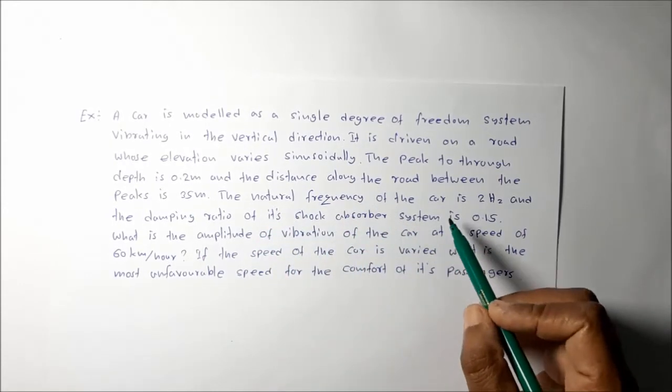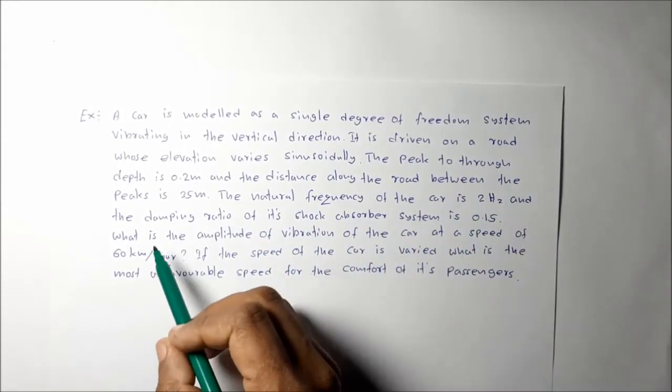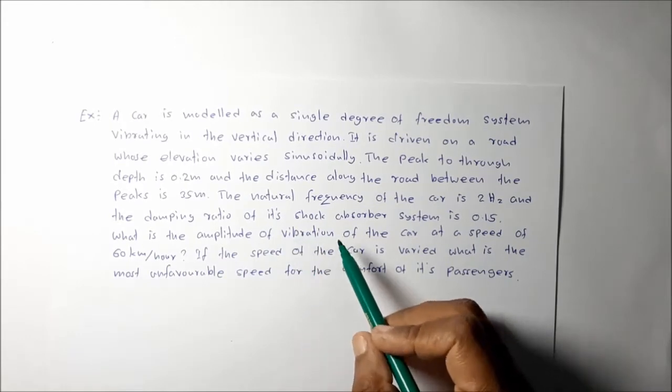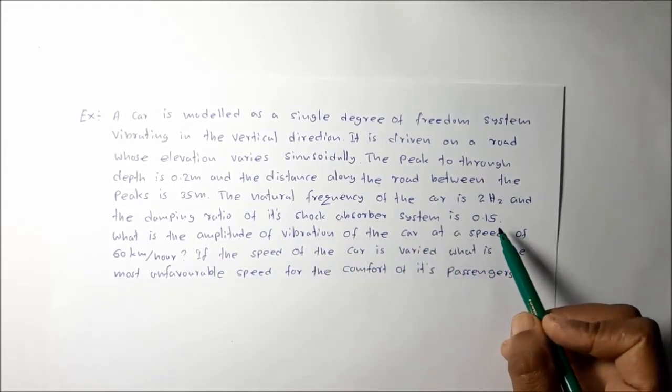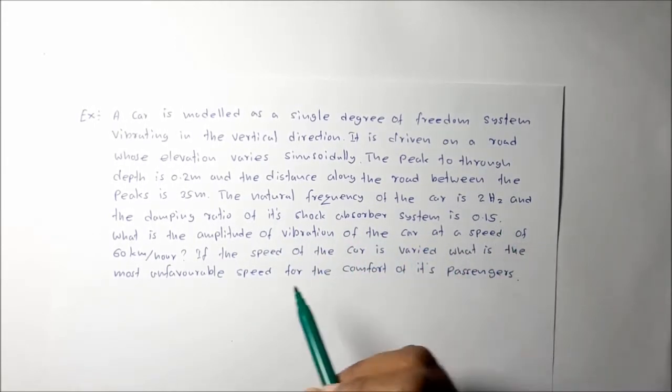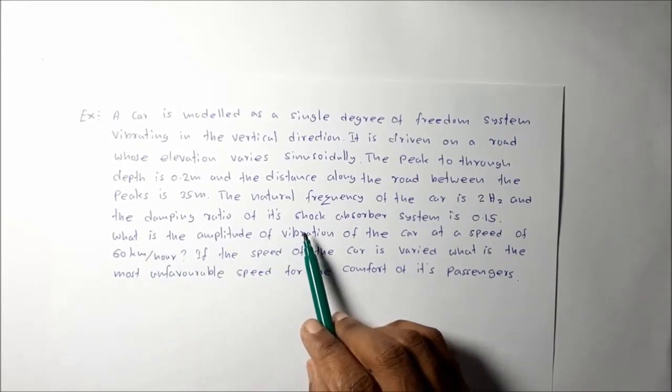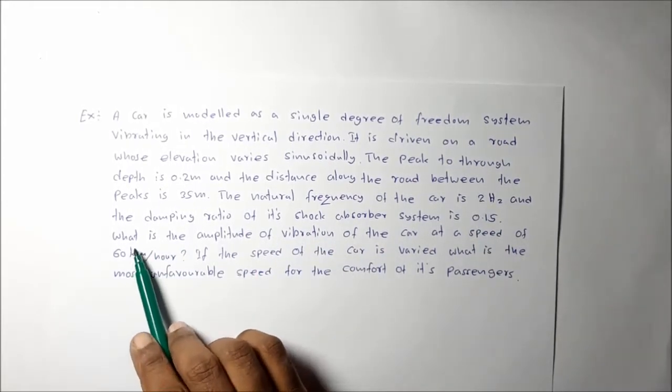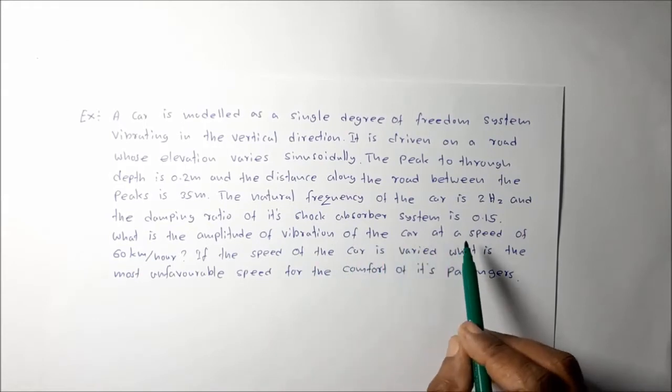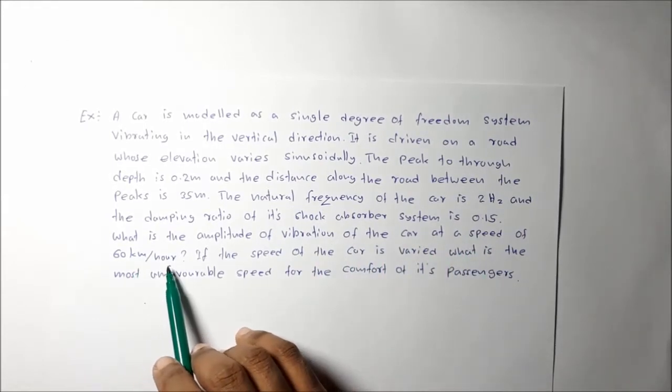The natural frequency of the car is 2 Hz and the damping ratio of its suspension system is 0.15. What is the amplitude of the vibration of the car at a speed of 60 km per hour?